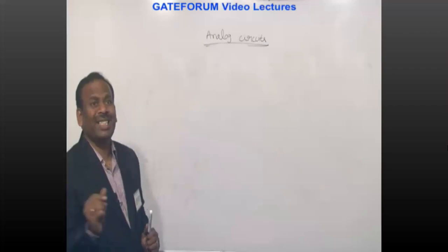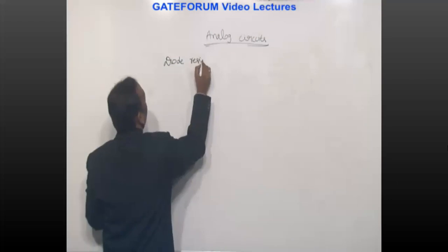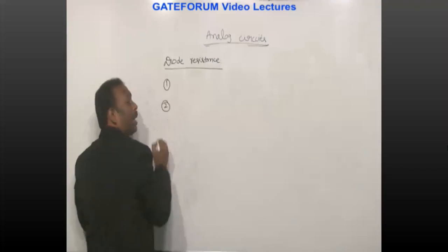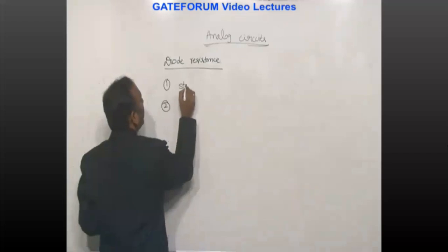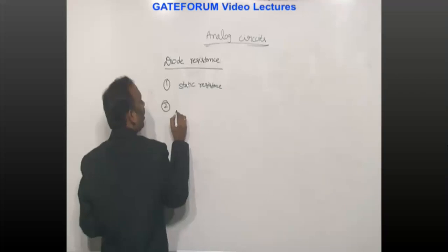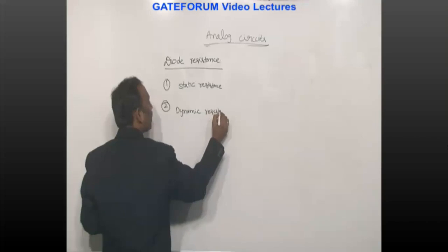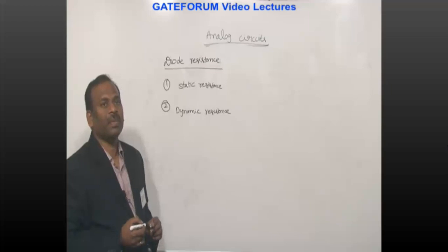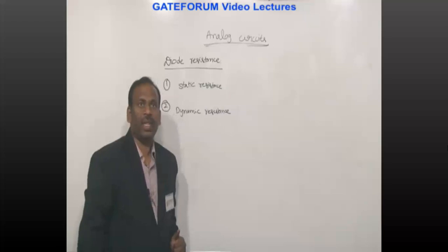Now comes diode resistance. A diode exhibits two types of resistance. First one, static resistance. Second one, dynamic resistance. Static resistance and dynamic resistance we'll see after a break. Clear?